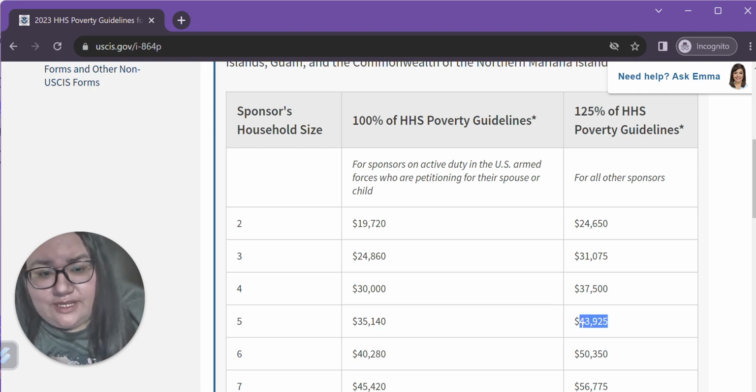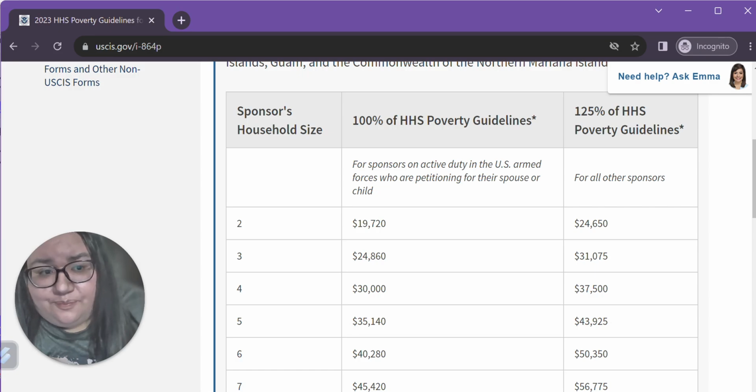As we know, Jose in our scenario is a pilot. He earns well over this amount, so he is more than fine to prove to USCIS that he does earn enough income. That takes us back to our Form I-864 that we've just finished filling out for Jose. As we just realized, he does make way more than enough income in order to meet the requirements.